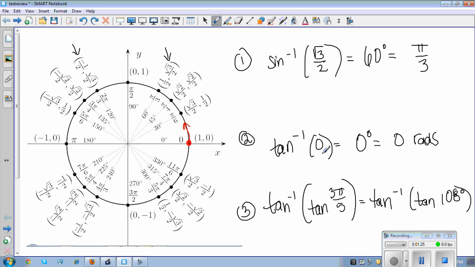Same issue with the tan inverse of 0. We're looking for the angle that would give me a tangent of 0. And tangent is y over x, or sine over cosine. Since we're dealing with a unit circle, that would be y over x. So I'm looking for 0 over a number, and the first place that happens is right here at 0. So 0 degrees, which is the same thing as 0 radians.